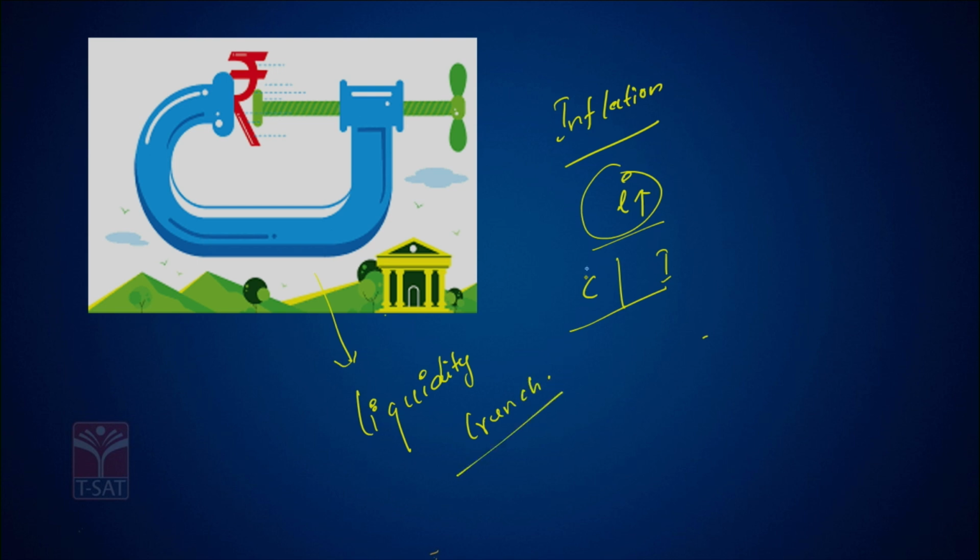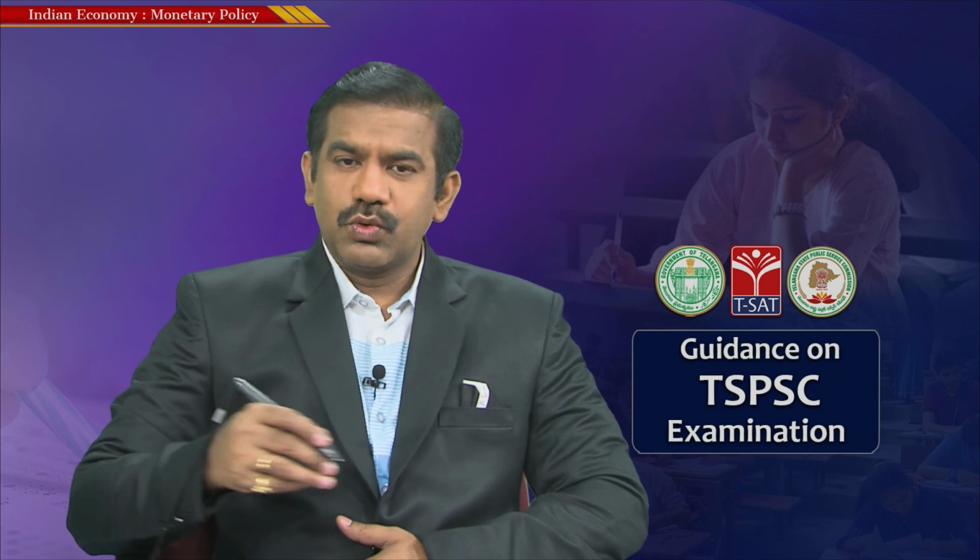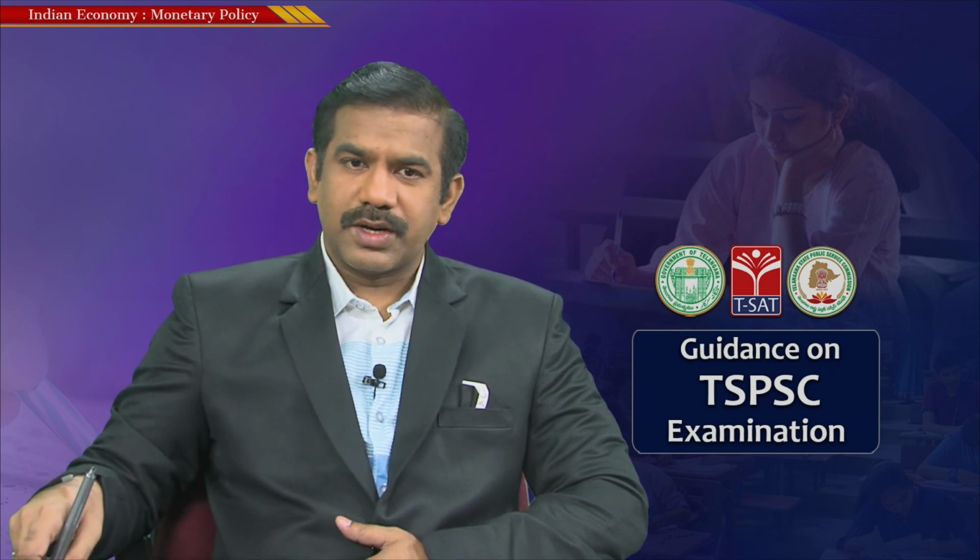Okay, why is it so? Because the RBI happened to keep the interest rates very high for the purpose of containing inflation. So too much of an increase in interest rates would have an adverse effect, and that extreme situation is what we call a liquidity crunch. And too low a rate of interest sometimes might result in a scenario that we call a liquidity trap. Okay, so these are the two extremes of the RBI's policy actions.